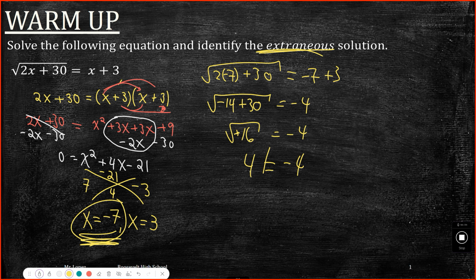Yes? That makes sense? It has to be that the other one better work out, no? Yes or no? It better work out. So if we plug in x equals 3, what is 2 times 3? 6 plus 30? 36, with square root of 36? 6, okay? Now plug in 3 plus 3 is? So 6 equals 6. So this one is correct.